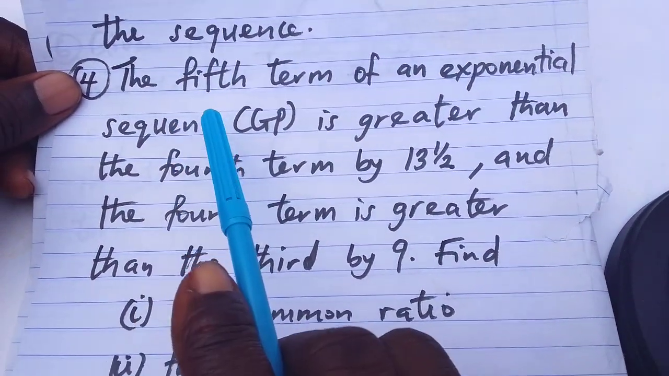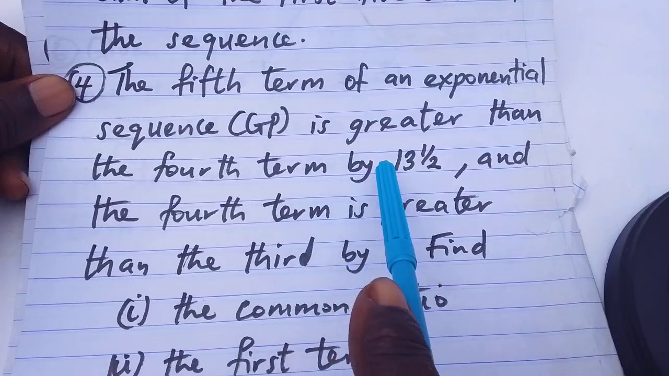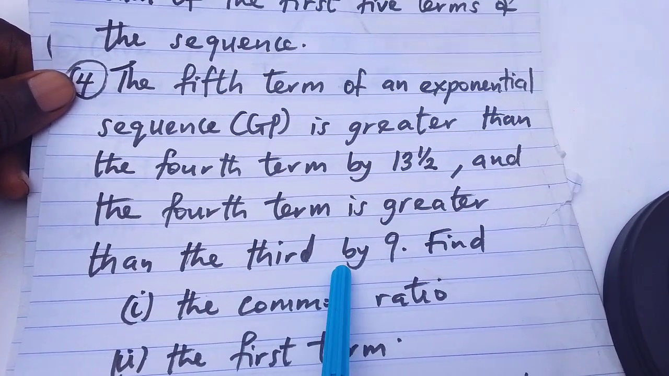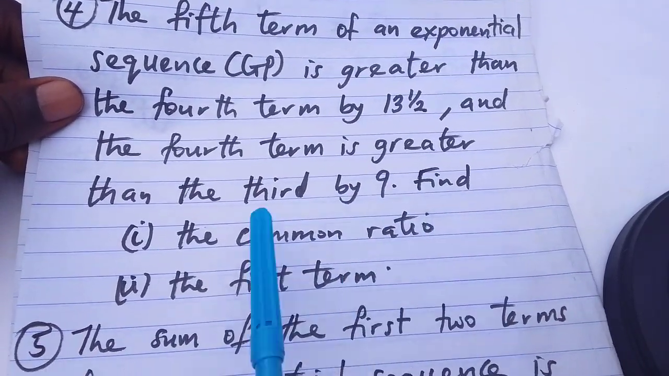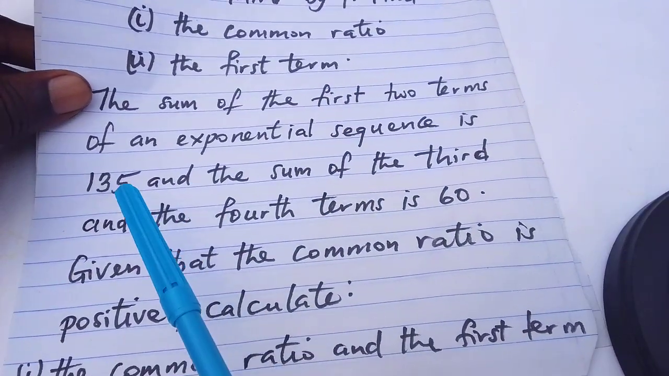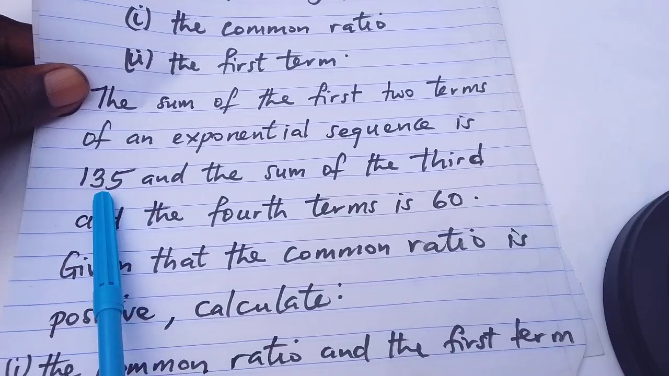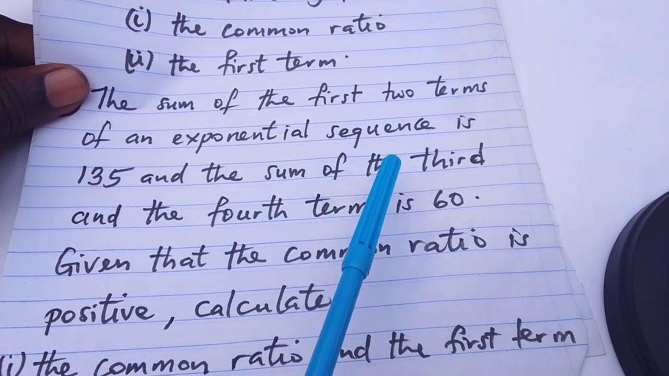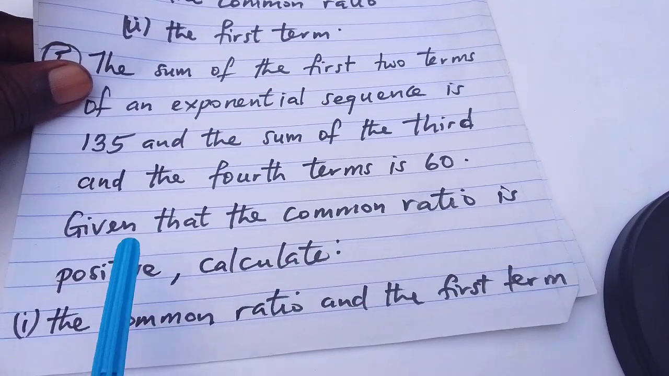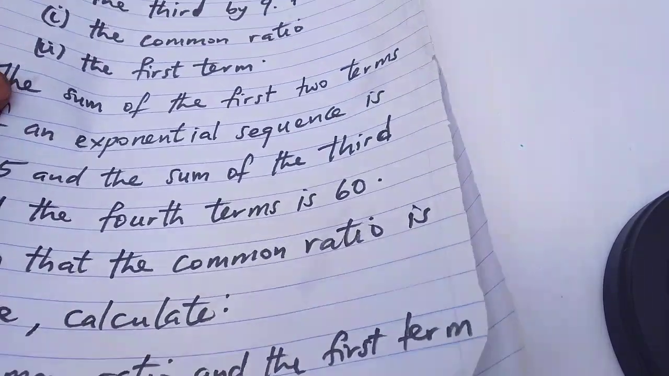Number 4: the fifth term of an exponential sequence is greater than the fourth term by 13.5, and the fourth term is greater than the third term by 9. Find 1, the common ratio, 2, the first term. Number 5: the sum of the first 2 terms of an exponential sequence is 135, and the sum of the third and the fourth term is 60. Given that the common ratio is positive, calculate the common ratio and the first term.